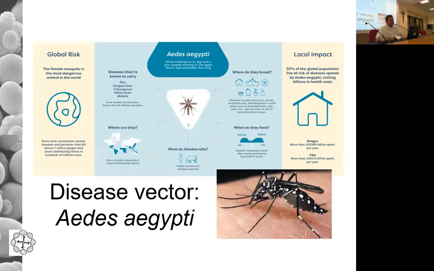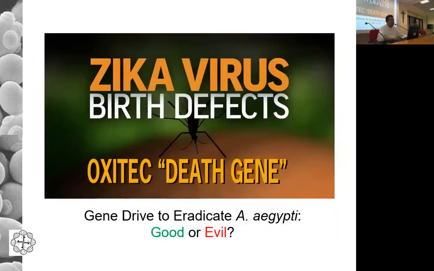And so just think about how much is spent for dengue. Every year, $380 billion is spent on dengue, and $3.5 billion is spent on Zika. So there's an enormous amount of money spent trying to treat and prevent these diseases. The question is, if we use CRISPR gene drives to eradicate one species of mosquito, is that good or evil?